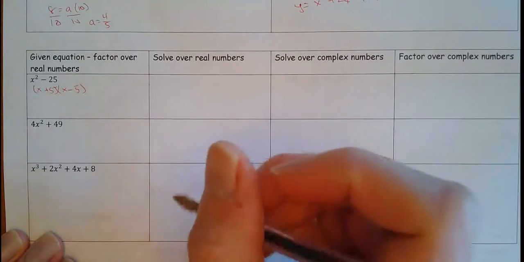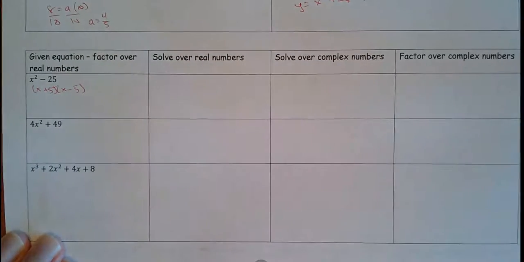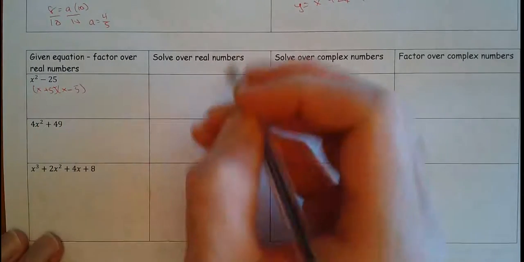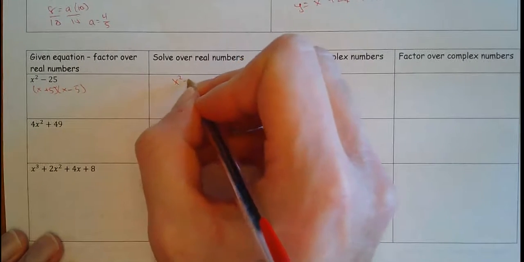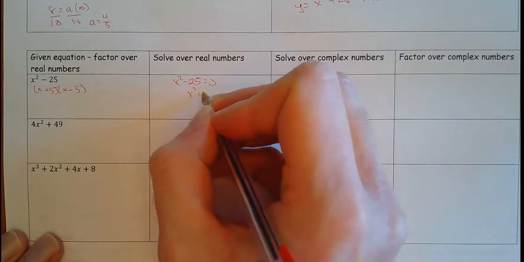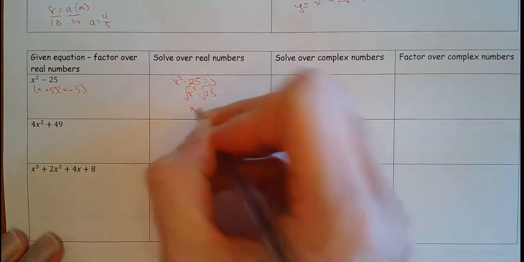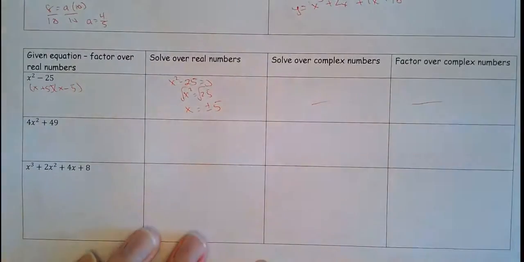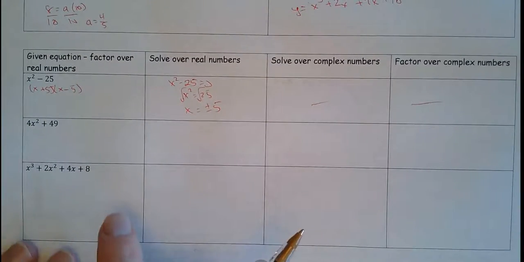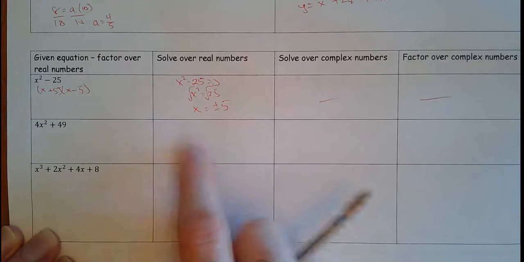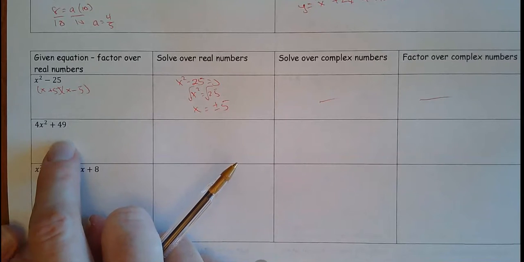If I want to solve this over the real numbers, I could go this route and say that x equals -5 and +5. Or you could set it equal to 0, bring this over, so x squared equals 25, and when I square root, I get plus or minus 5. And again, I'll just put dashes there. Now the next one. If I'm just simply factoring it, notice it's not equal to anything, so I'm not solving here. I'll solve it there, but I'm just going to factor it here.